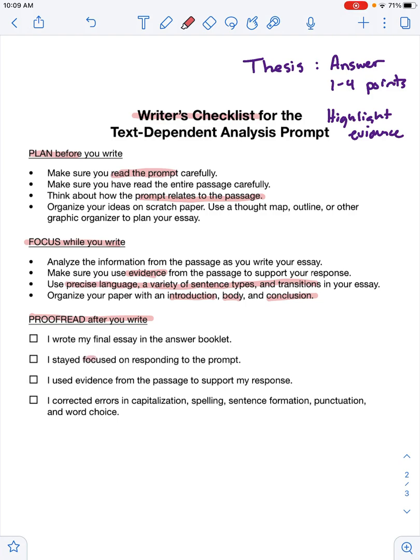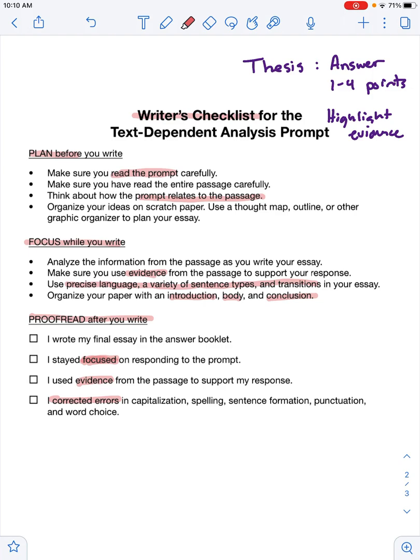In the proofreading section, you want to go back through at the very least and reread your essay once you've written it. You're going to catch some little mistakes that you can kind of just straighten up very quickly. But then we want to see, are you staying focused? You want to make sure you're not going off on any tangents. Did you use evidence? That's really, really important. And then see if you can find any of those smaller errors you might have made.